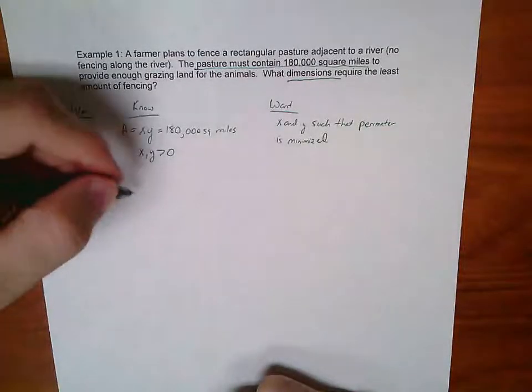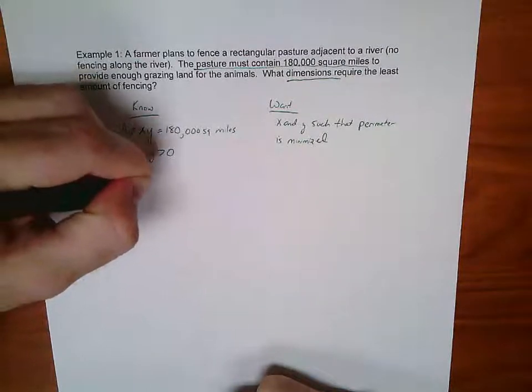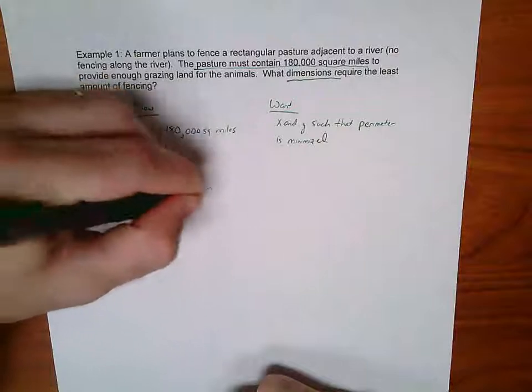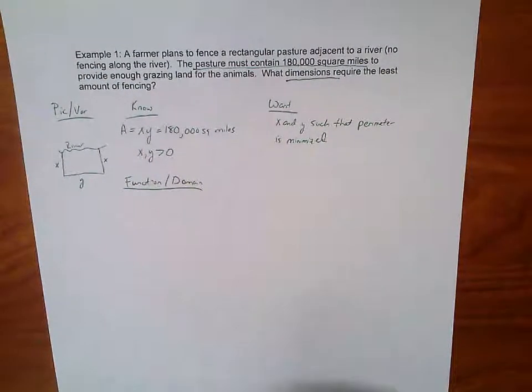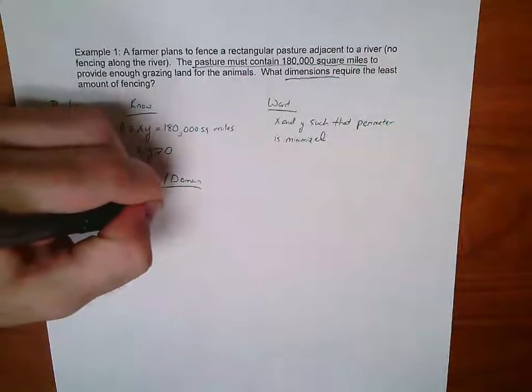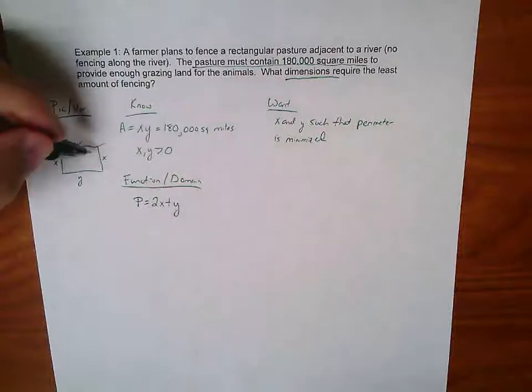The next thing we need to know is what function we're going to be working with, and its domain. We want our function to be related to what we want. We want the dimensions such that the perimeter is minimized, so we need our function to be the perimeter function. The perimeter of a rectangle is 2x plus 1y, since we don't need fencing on our river.